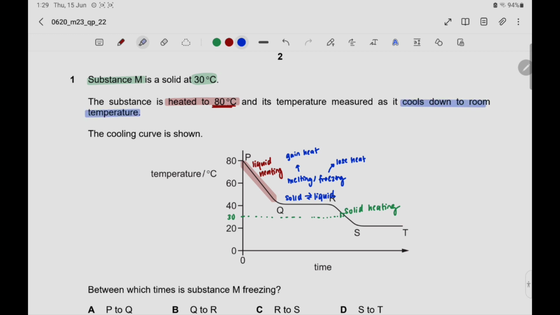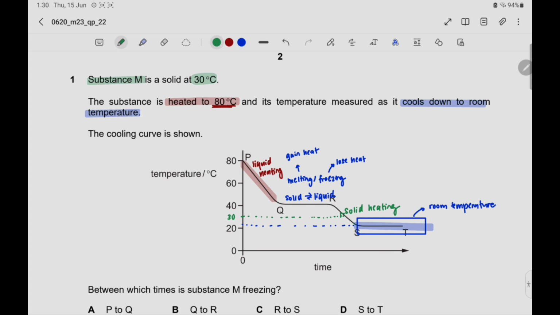When they are at room temperature, can you see they are a straight line here? Room temperature is 24. That's the reason why this is a straight line. A lot of my students thought that this straight line is because of a change of state. No. Why? Because this is room temperature. Meaning to say, if I put them in a freezer, they would go further down, supposedly. You get what I mean?